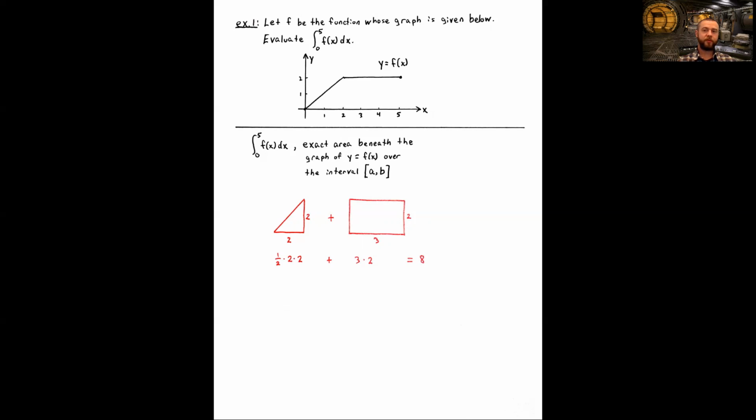Really quick, provided we interpret a definite integral as area beneath the graph. All right, now we're going to be getting to in a little bit what happens if the graph goes below the x-axis, but that'll be saved for what comes next.